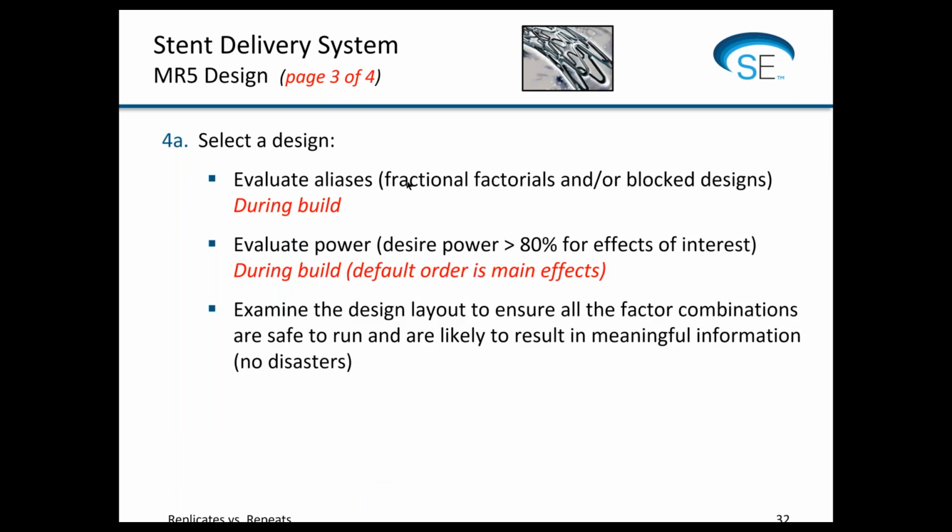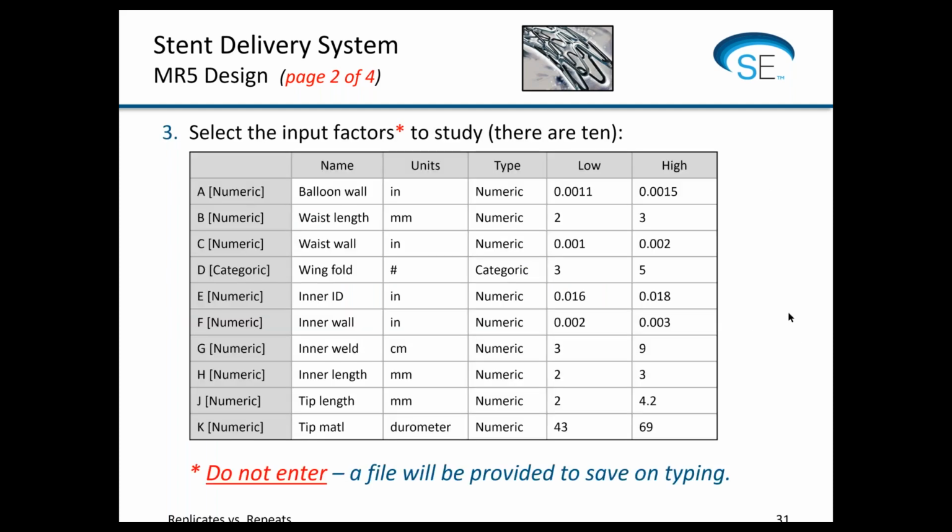Then we evaluate the alias. It's resolution 5. That means we can get all the main effects and 2-factor interactions. We'll have to be looking at power, and examine the layout. This was an interesting one because before they ran the experiment, they went through and looked at all the combinations. They found some combinations that were impossible to make, not on this screen, but on a previous iteration. They had to go back and adjust some of these levels to make sure they got all combinations that could actually be physically assembled.